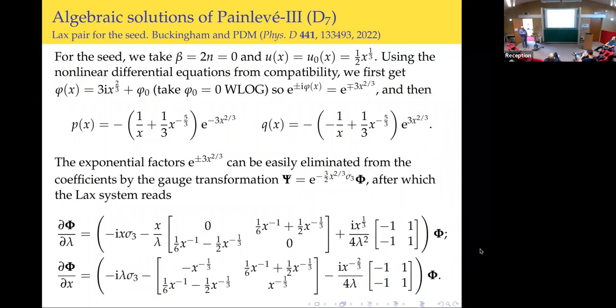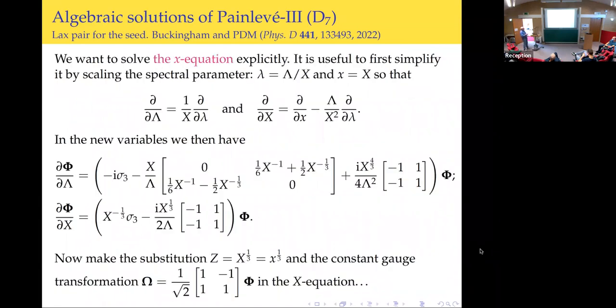There are no exponentials in the coefficients anymore, just some powers of x and lambda. So it looks a little bit better. Okay, so our strategy going forward is to focus on this equation here. The reason is that it's a differential equation with respect to x. These coefficients are all relatively simple functions of x. Here's a constant, for example, over here. So maybe there's a chance of solving that in terms of classical linear special functions. So that's our goal. We're going to solve this x equation explicitly.